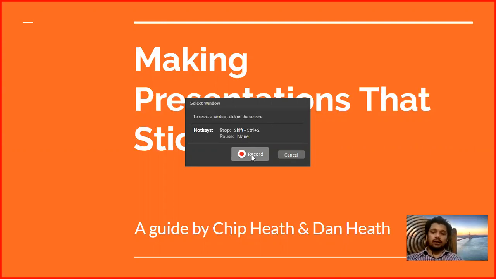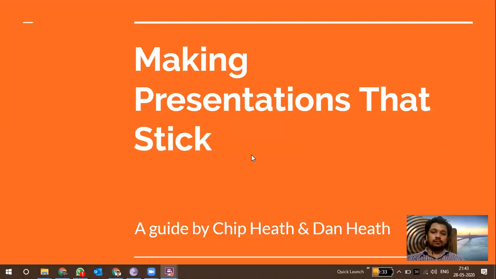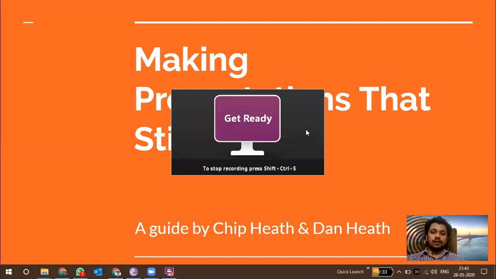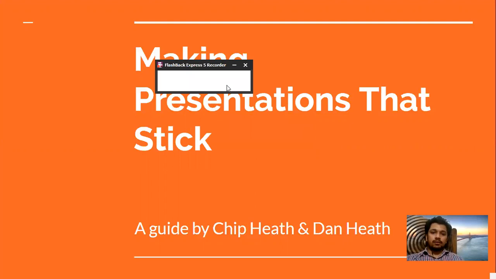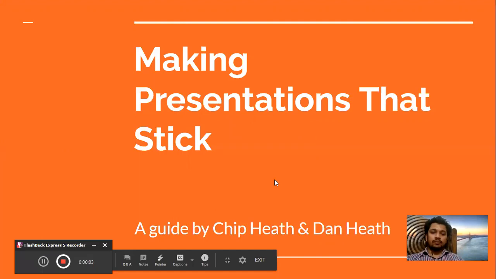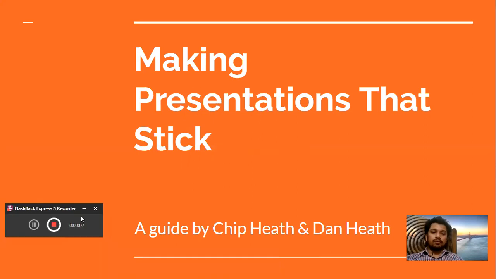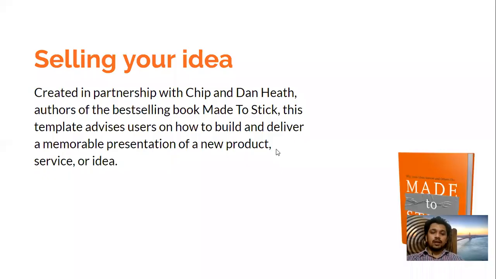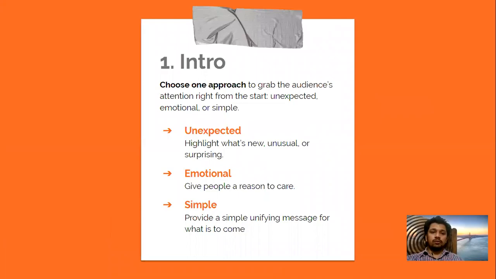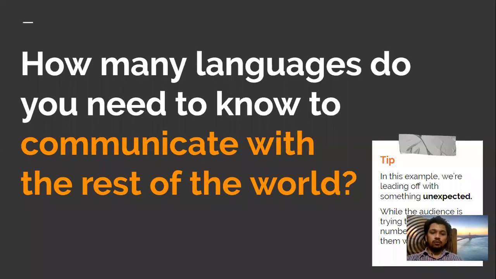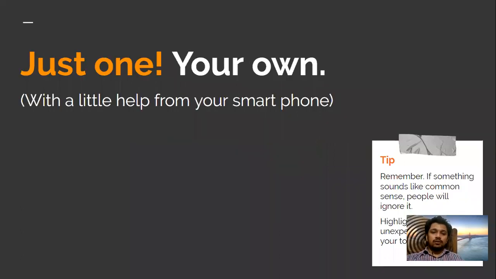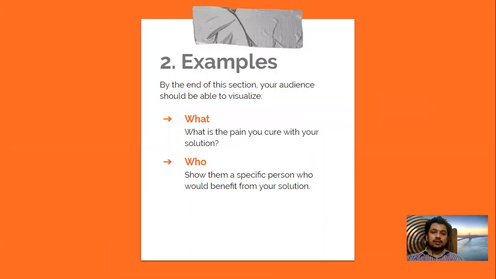Right now I'm clicking on record to start the recording. It will show me the pop-up that says get ready, with the counter of 3, 2, 1. Then I will move the window of Flashback Express to some corner so that I can know how much time I have recorded. After that, I can start with my presentation, like selling your idea, intro, how many languages do you need to know to communicate with the rest of the world. Like that, we will present our content.